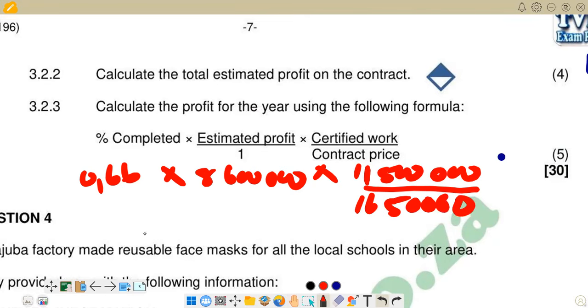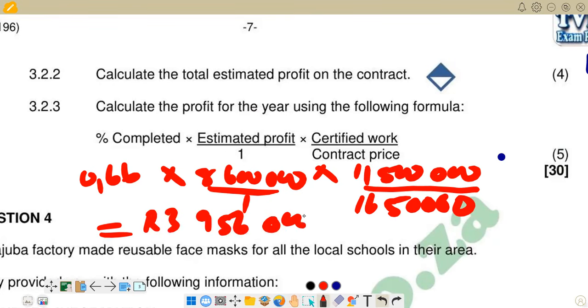So if you calculate it as it is, you are supposed to get 3,956,000. So that is what we have in terms of profit for the year. Remember, here we are calculating profits for the year. So this is what we had, guys, in terms of question 3 that was on June 2023.